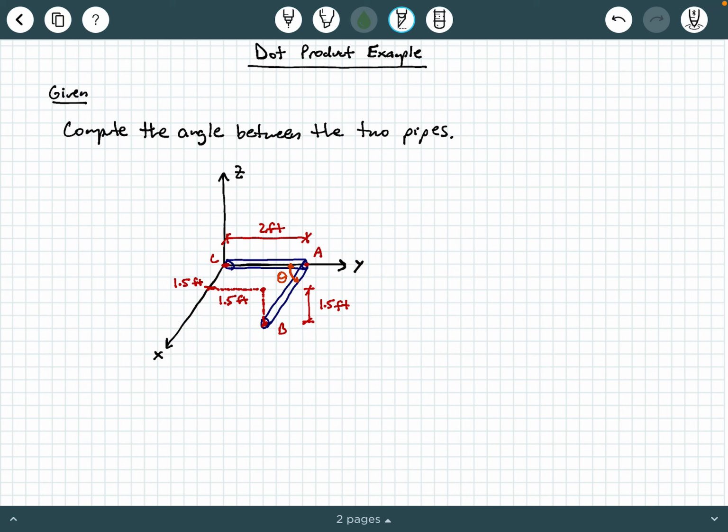Hey everybody, Dr. A here, and in this video we're going to be exploring an example of applying the dot product. So let's go ahead and get started. In the given information, we're being asked to compute the angle between the two pipes.